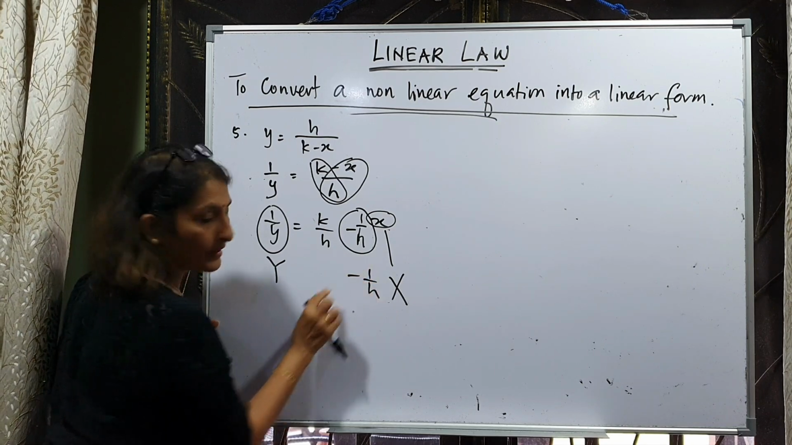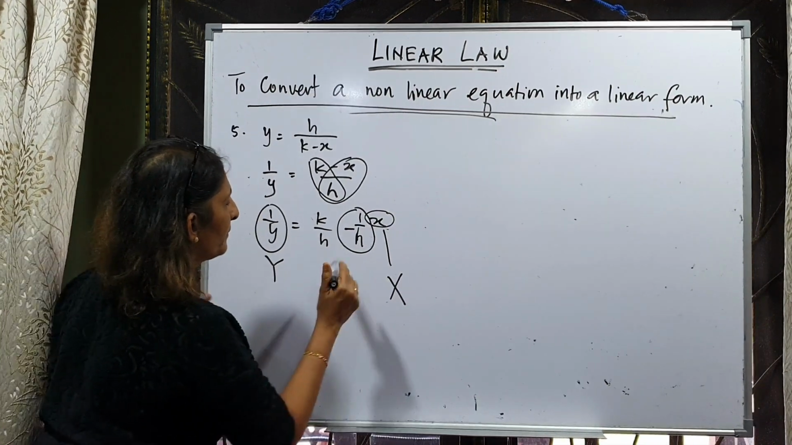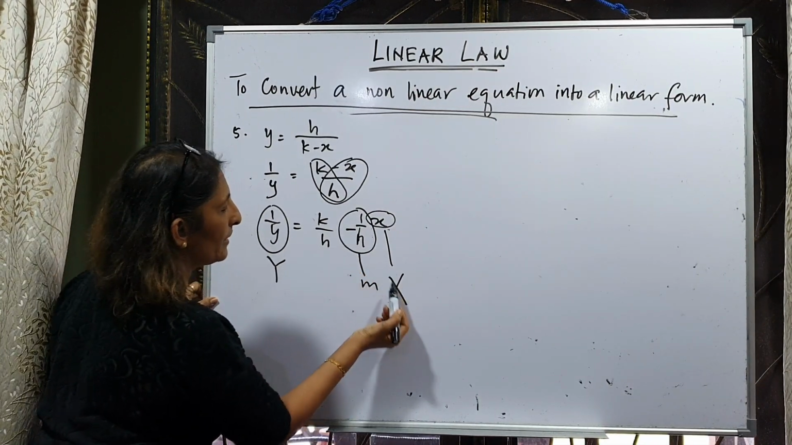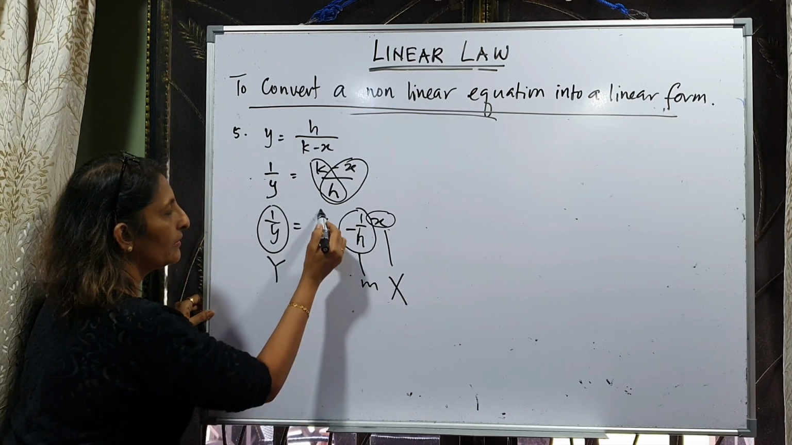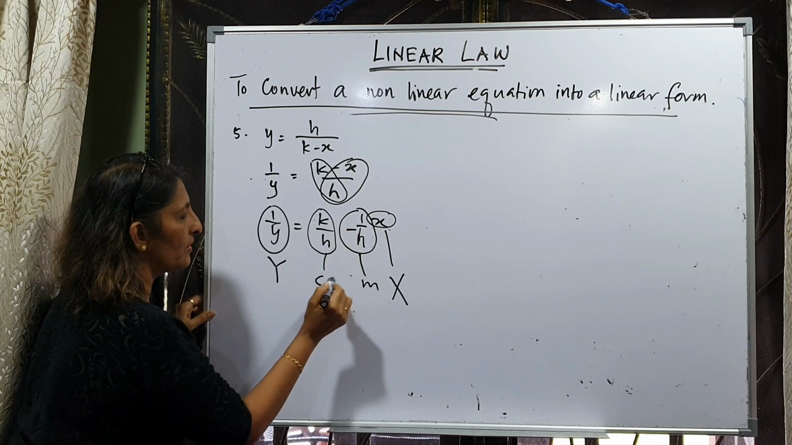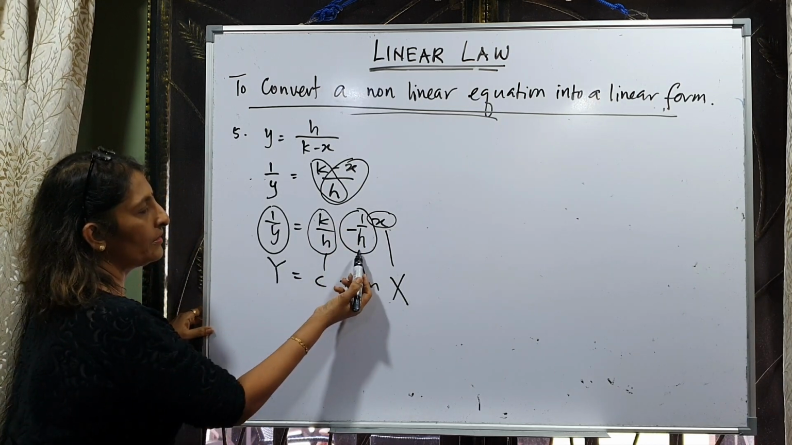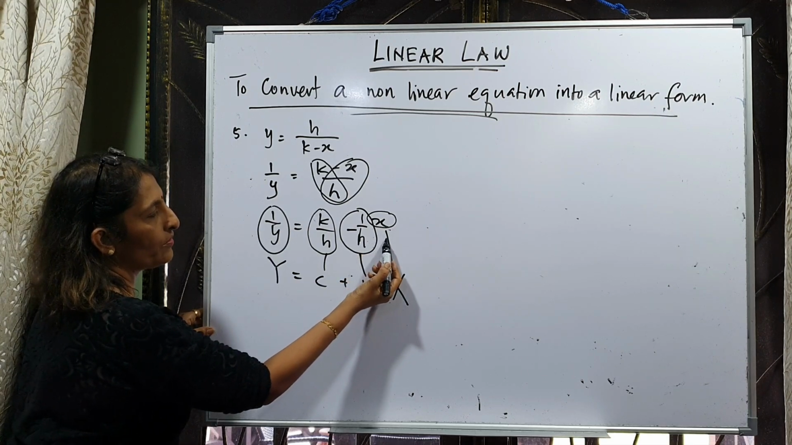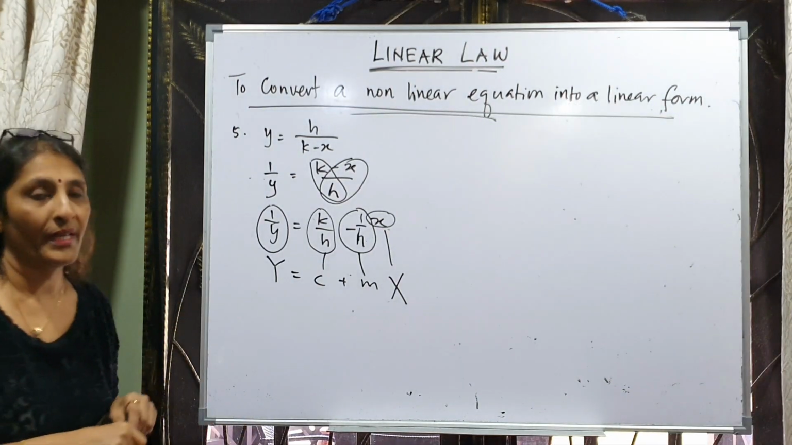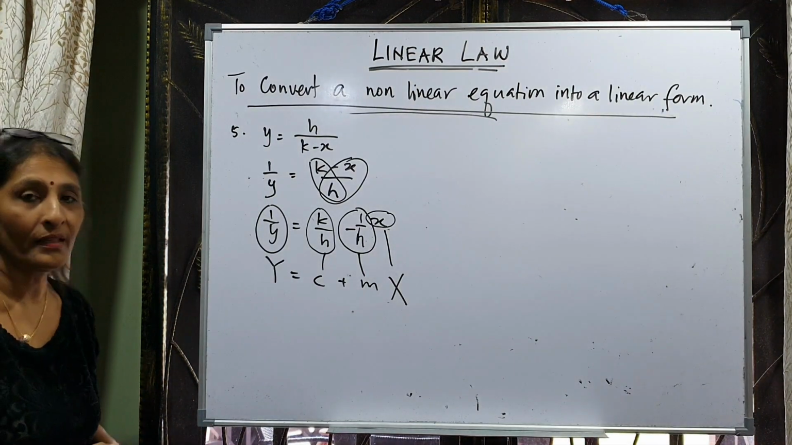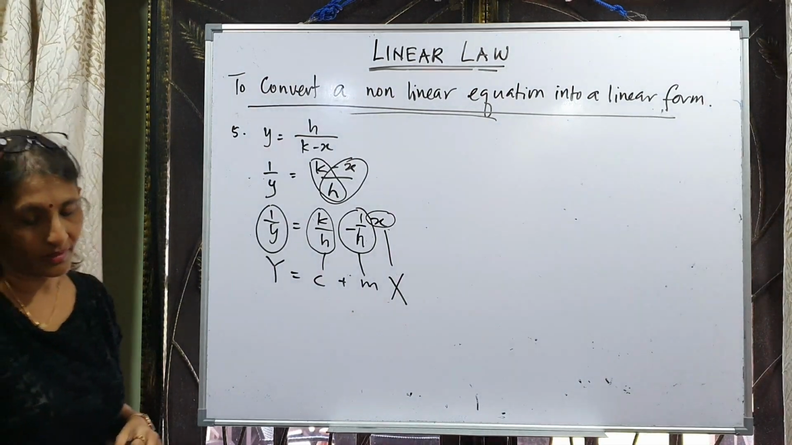I should write the M there. This is your M, because it's next to the X. Whatever is beside the X is M. And this will become your C. So it's like that: Y equals mx plus c. You notice? The h which was down here, I bring it in front. So it's actually negative 1 over h, that's the coefficient of x here. So this is how you do this one.